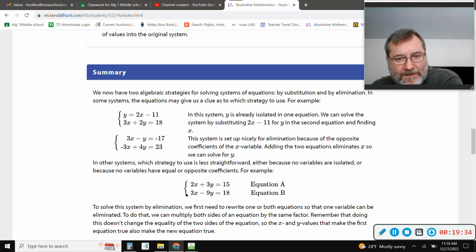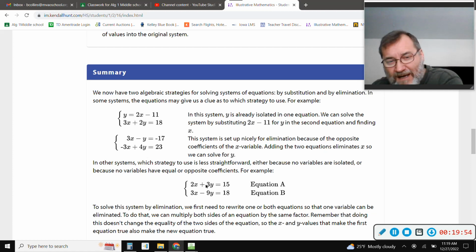All right, so let's look at this one. Again, two standard forms. It doesn't really lend itself to substitution. And elimination might be your best bet because, well, 2 and 3 don't really have a common factor until you get to 6. So you'd have to work with both of them.